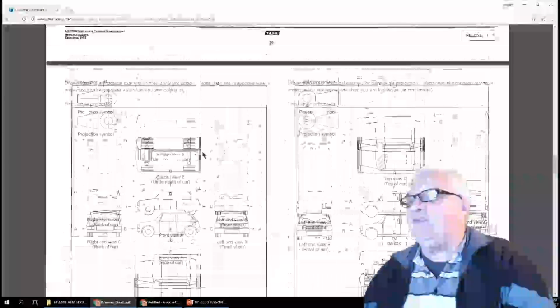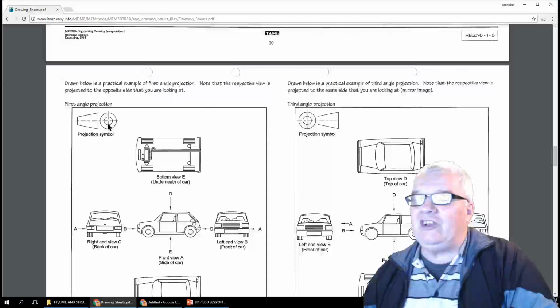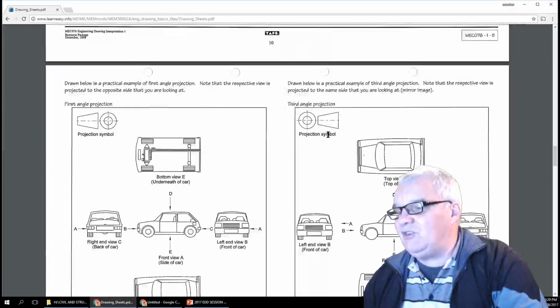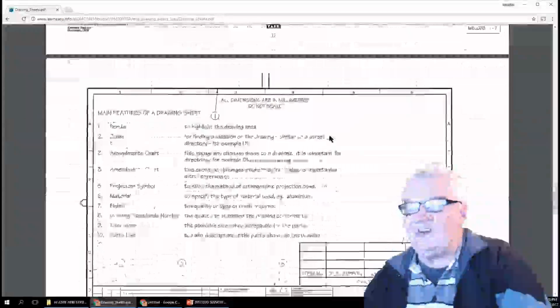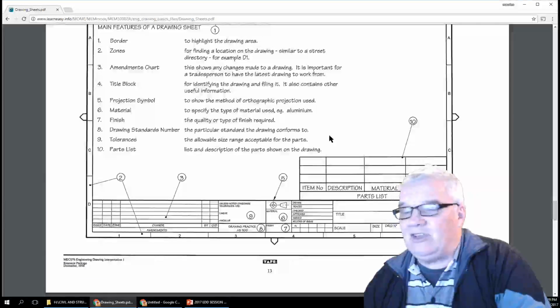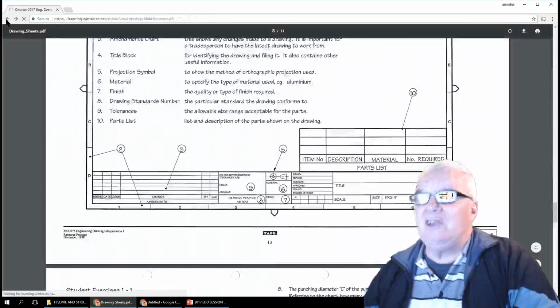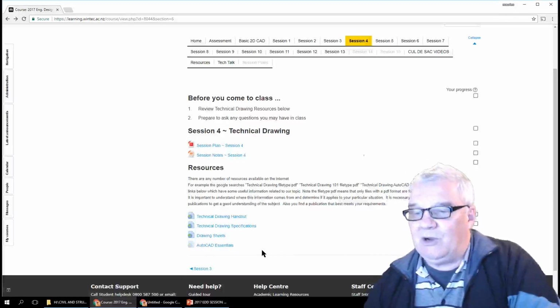So we've got this little symbol here of the projection symbol, first angle projection. It's projected to the opposite side that you're looking at. And the third angle projection is projected to the same side that you're looking at, and it gives an explanation of these and some various things and how they all fit together. So all very good background information. I think that one's turned off because the link is broken.